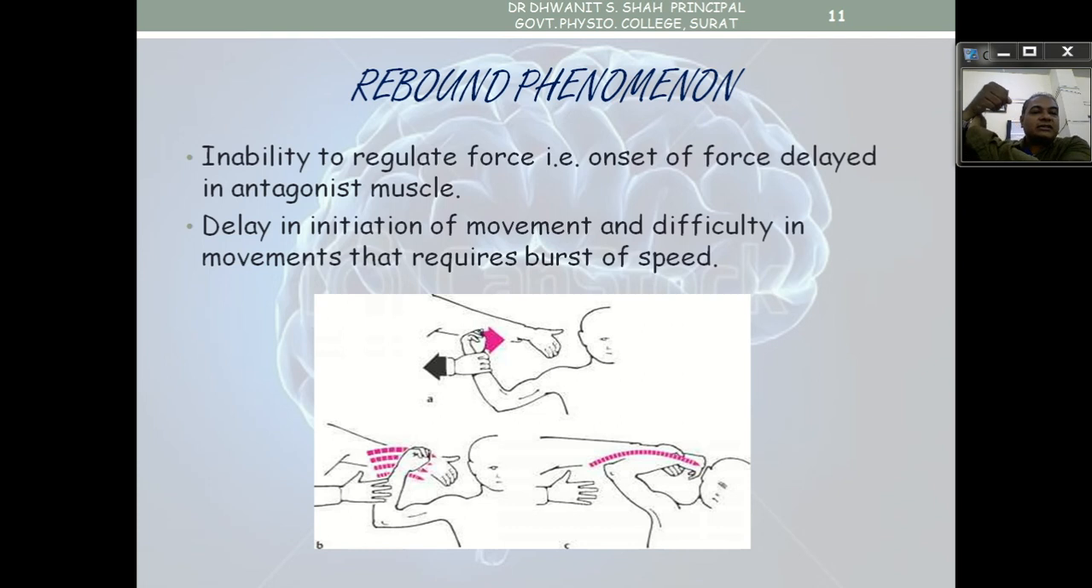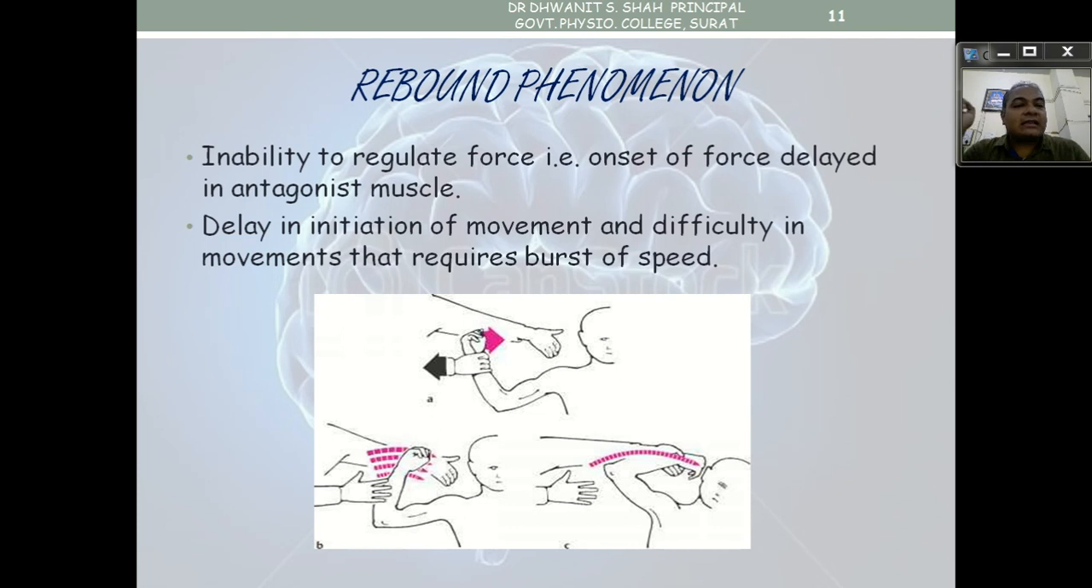So when you push the hand towards the face of the patient, you are giving resistance. When you release the resistance, the movement will stop in a normal patient. But in an ataxic patient, the hand moves and hits the patient's face or goes beyond the range of movement, because the antagonists are not able to contract immediately and stop the movement once the resistance is removed. That is called the rebound phenomenon.